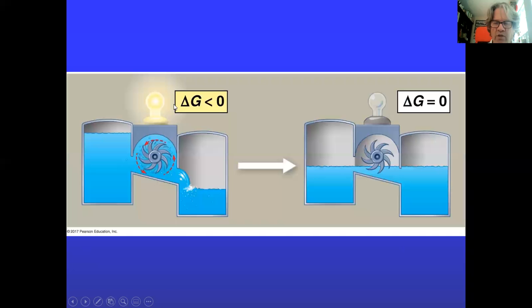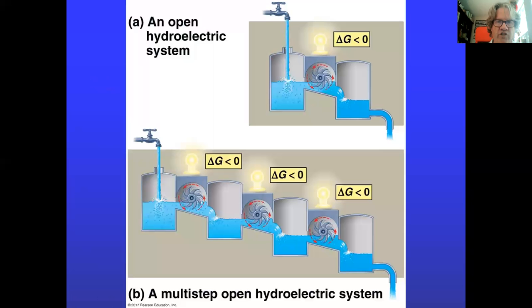How does that happen? Oh, let's skip this. This is just more illustrations of what delta G changes mean. This should be pretty straightforward. You can look at this PowerPoint later if you want to take a look at this.